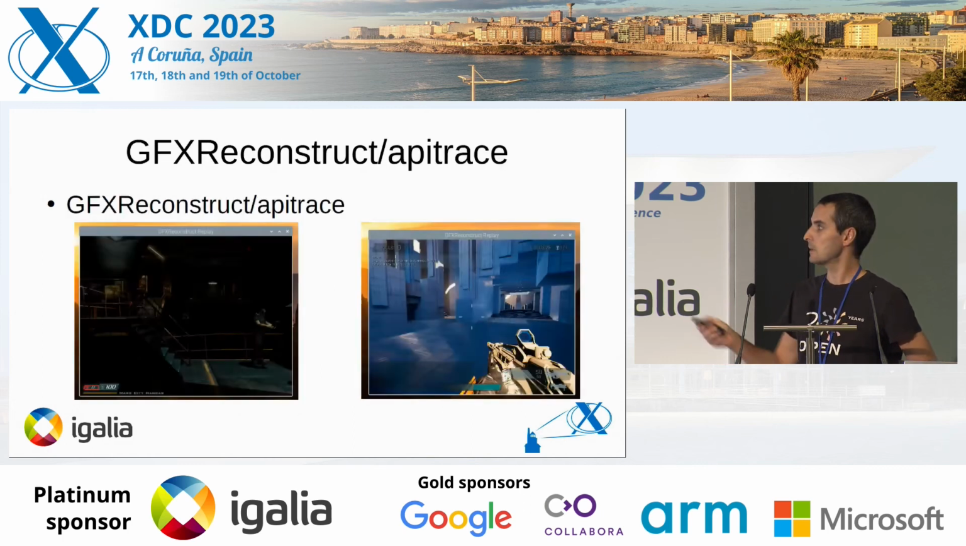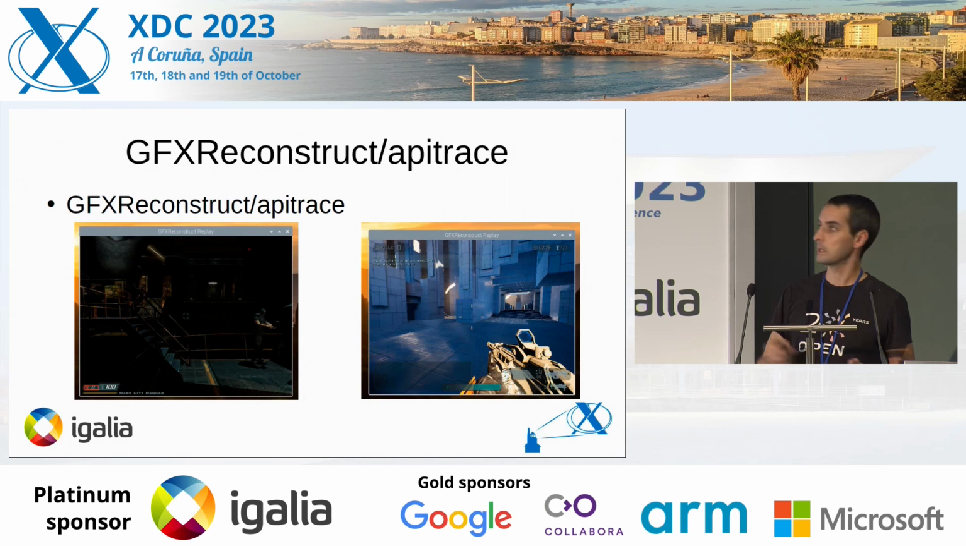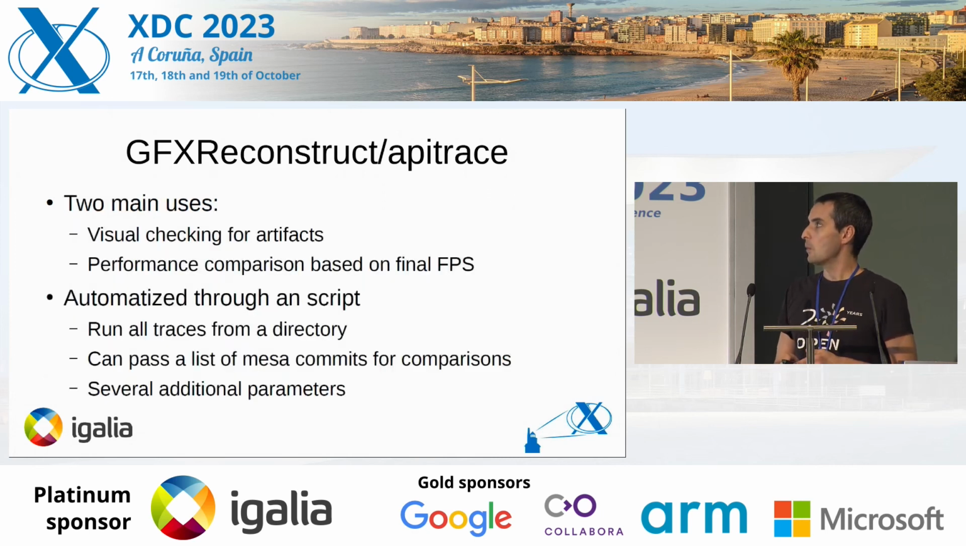Those are tools that allow you to capture the calls to the API: Vulkan calls in the case of gfxreconstruct, or OpenGL calls in the case of apitrace. Here we have a port of Doom 3 on one side and Unreal Engine on the other side. What were the two main uses for these tools?